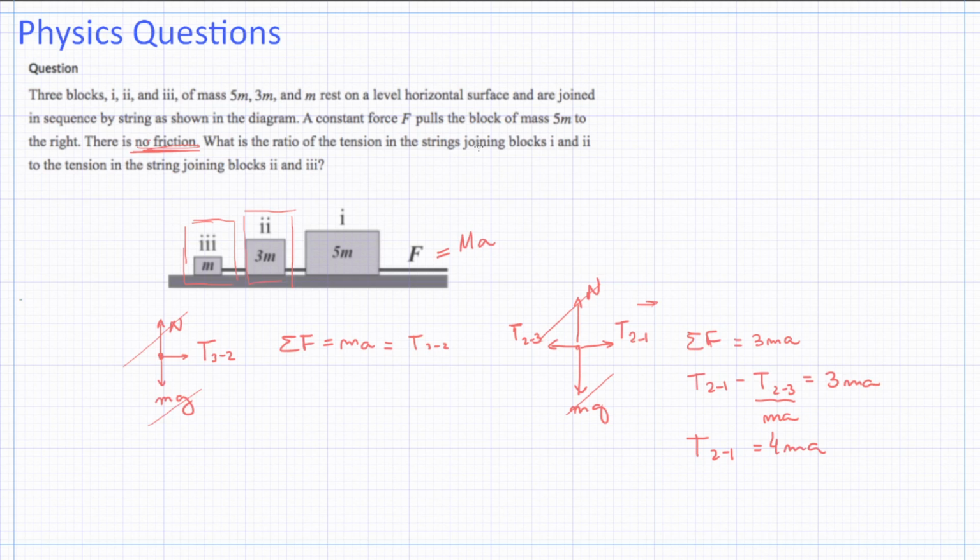The question is asking us, what is the ratio of the tension in the strings joining blocks 1 and 2, and 2 and 3? So we would have to do T1,2 over T2,3. T1,2 is 4ma. In this case I've done T2,1, but it's the same value, same magnitude, just opposite direction. And T2,3 was ma. Therefore the ratio is 4.